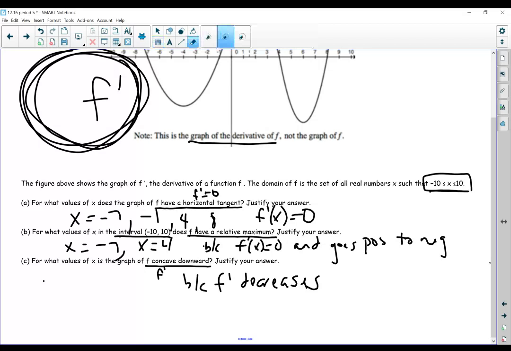Okay, I apologize for my handwriting too. I'm getting used to this new stylus.